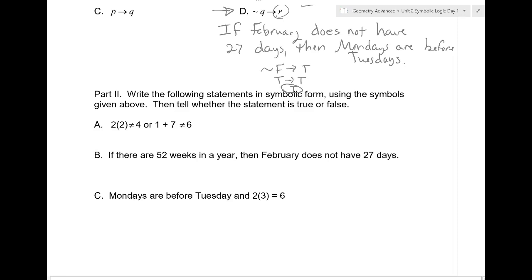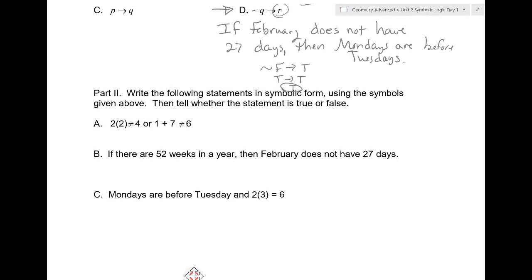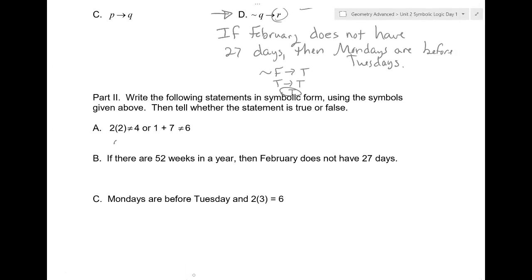Now, how do I go the other way around? It says, write the following statements in symbolic form using the symbols given above. Then tell whether the statement is true or false. Guys, what would I write symbolically for this one? It's 2 times 2 does not equal 4, or 1 plus 7 does not equal 6. What symbols am I going to have? Well, what is 2 times 2 equals 4? What symbol was that one? X. So isn't this going to be not X? And then or means what? Disjunction.